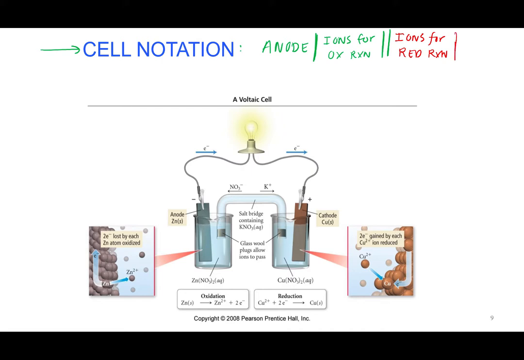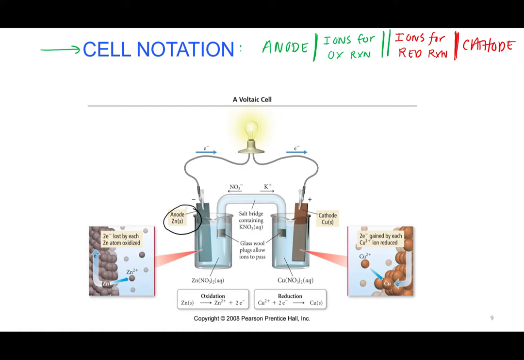Draw a line and a cathode. Yep, exactly. And all this is a little bit of a convenient way to write out everything you need if you want to make this same battery. Okay, so what would we do? What would we write for this voltaic cell? What's my anode?